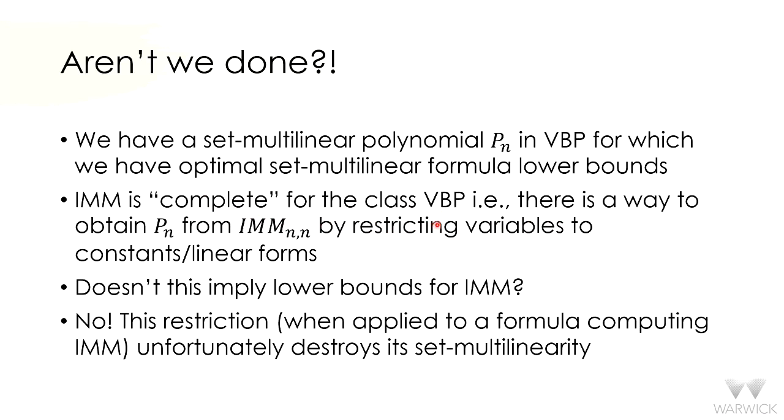IMM is complete for this class VBP. So indeed, there's a way to obtain our polynomial from the IMM by restricting variables to constants or linear forms. And so doesn't this imply lower bounds for the IMM? Well, unfortunately, no, because this restriction, when you apply it to a formula that computes the IMM, destroys the set multilinearity. So the super strong set multilinear formula lower bounds that we're able to show for Pn do not apply for IMM. So it doesn't work.